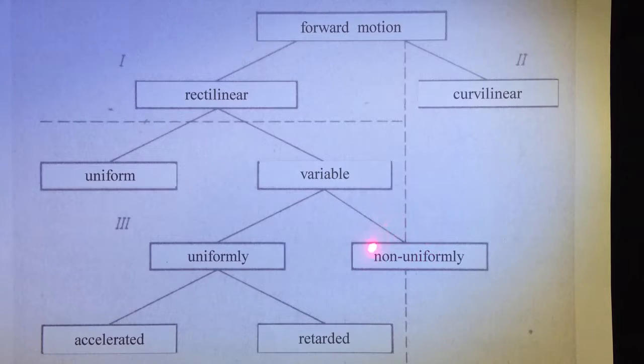We are not going to deal with this motion anymore, but the variable uniformly motion can be further divided into accelerated and retarded. Accelerated when the velocity increases, retarded when the velocity decreases. And now we go to discussion of each of those motions one by one.